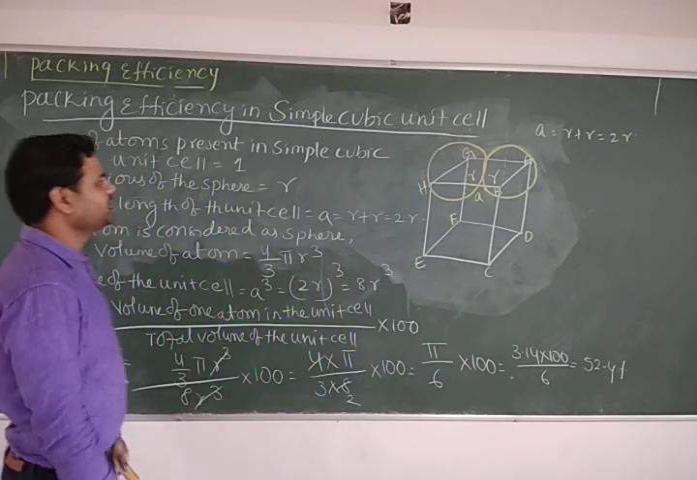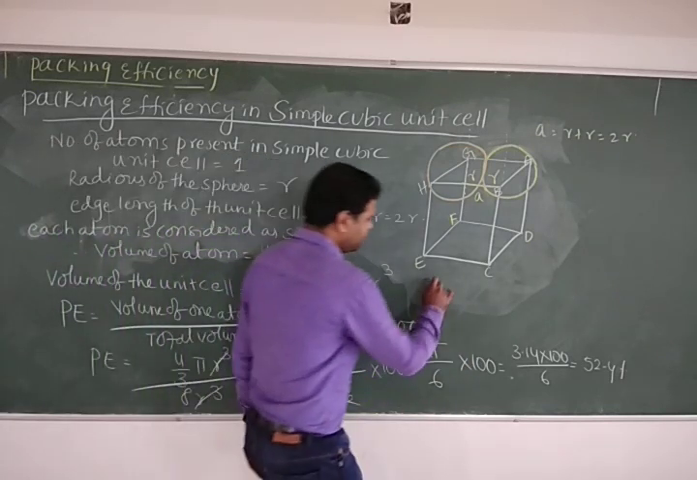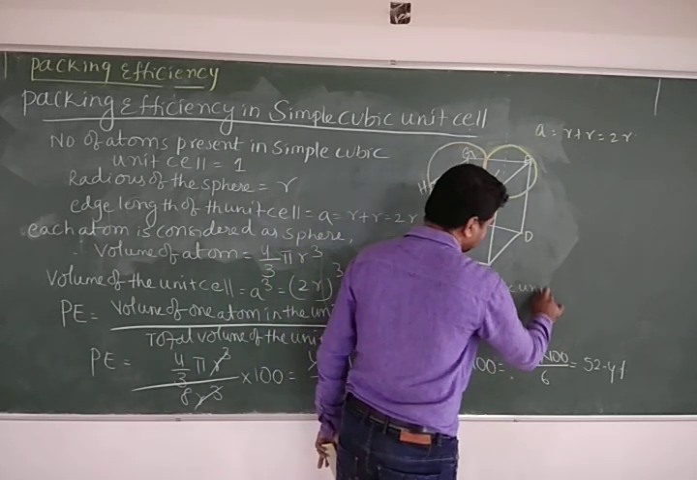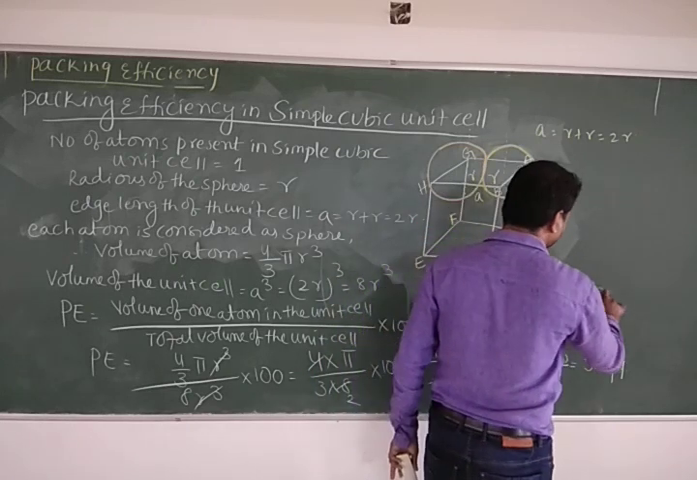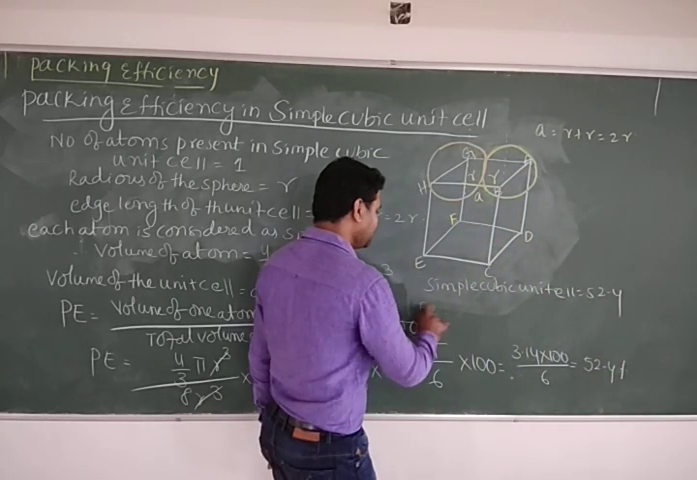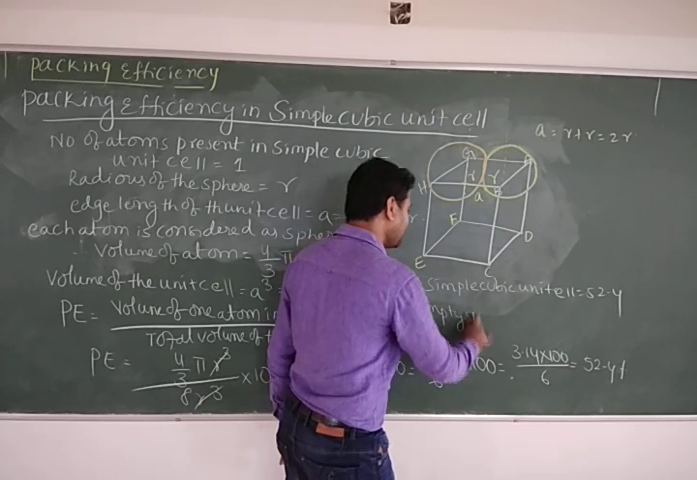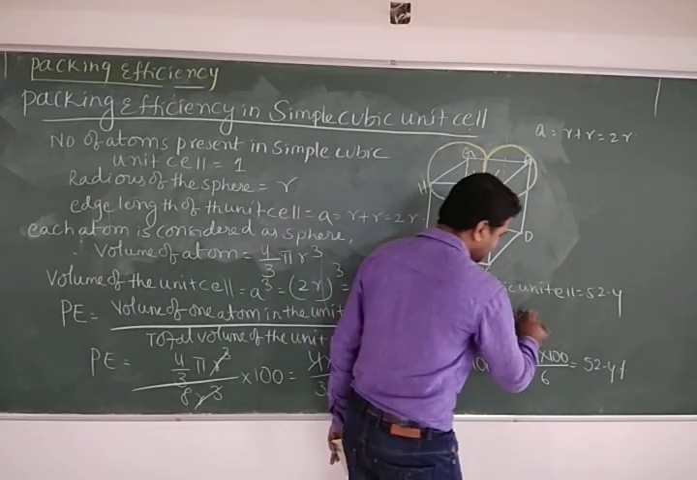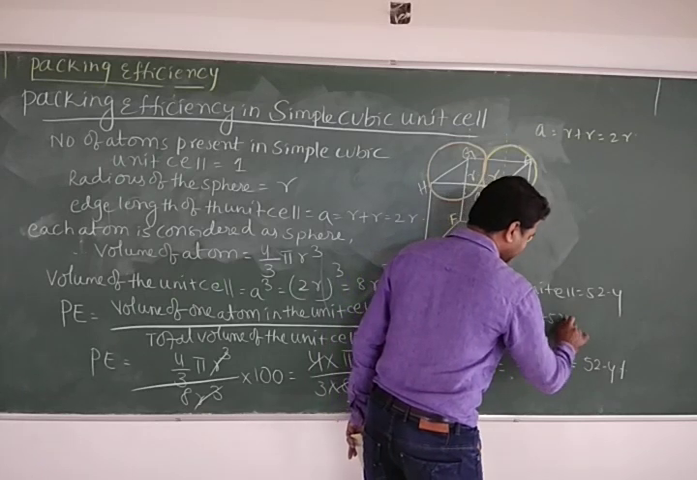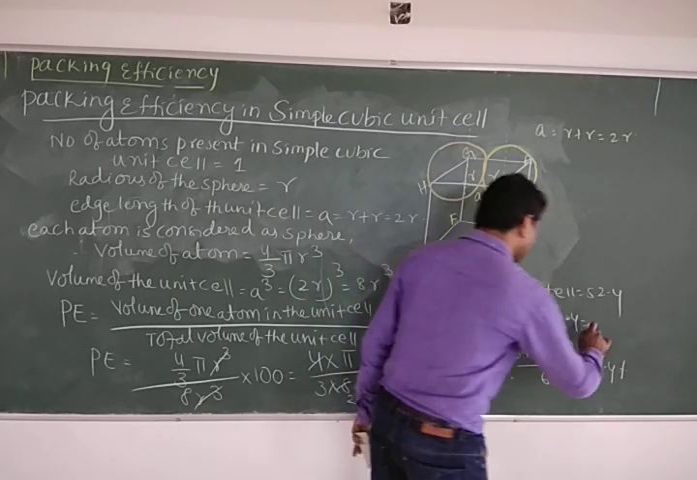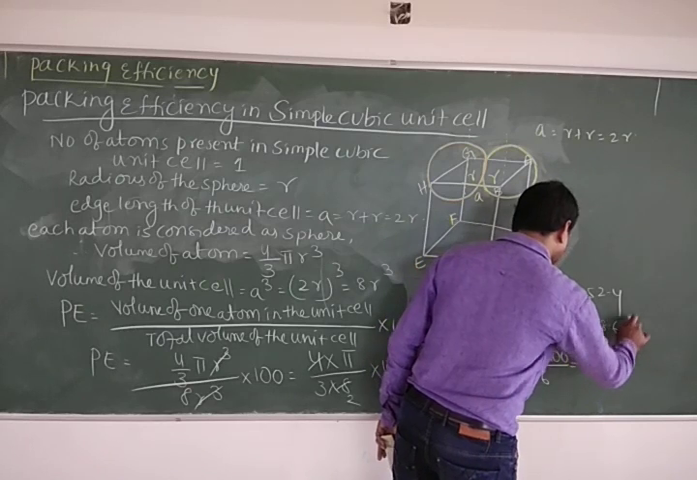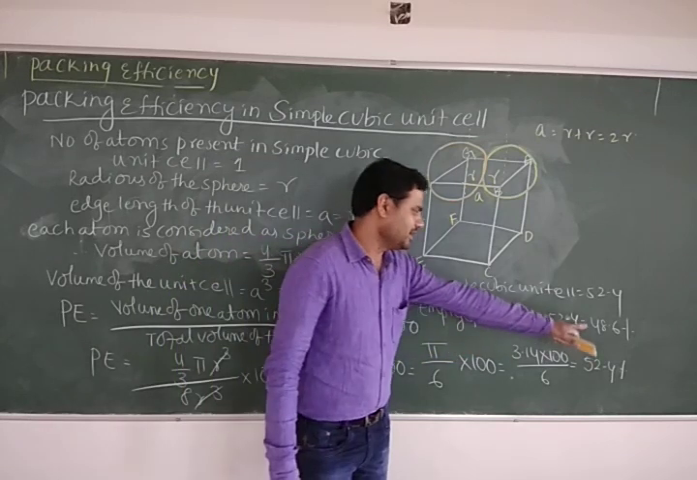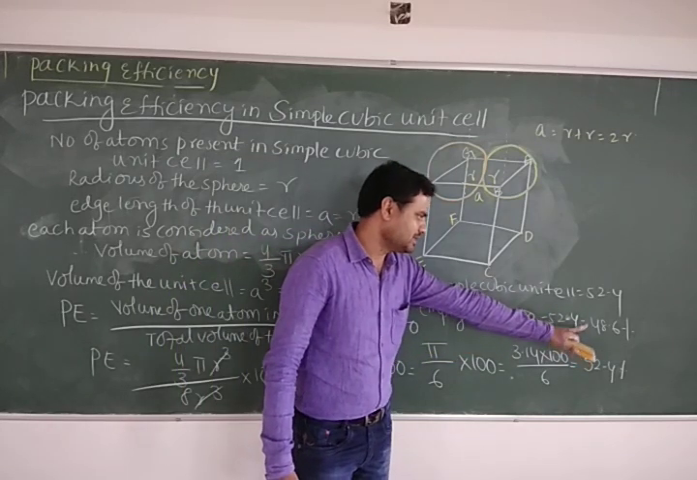This means in the simple cubic unit cell, the packing fraction value is 52.4%. Then what is the empty space? There is packing of 52.4%. Empty space means 100 minus 52.4%. Then you get approximately 47.6% empty space here.